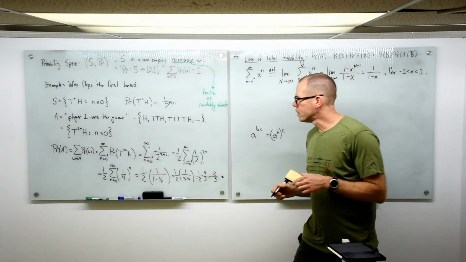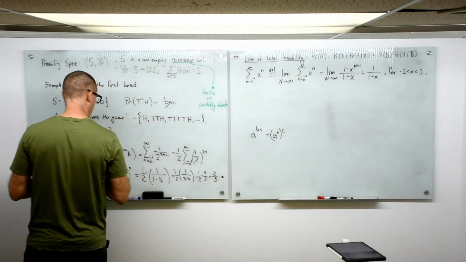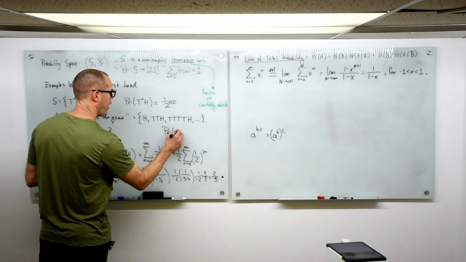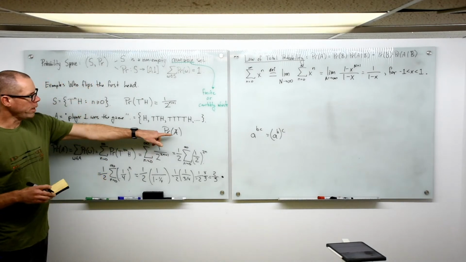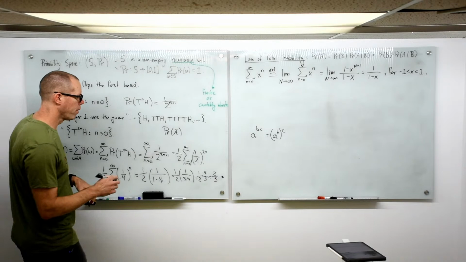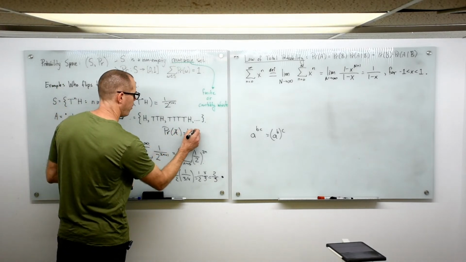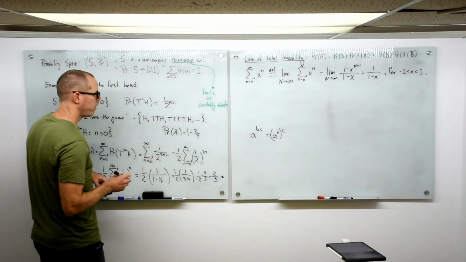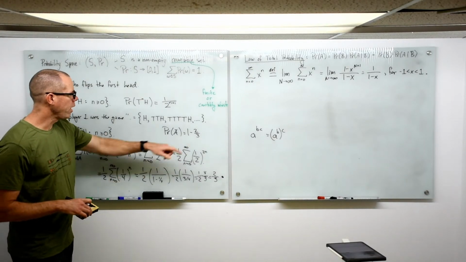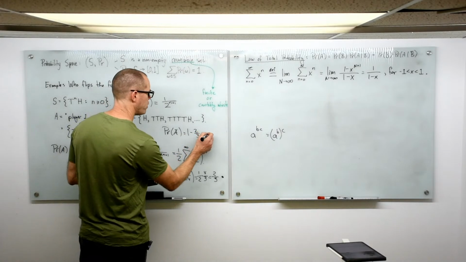And that means the probability of not A, which is the event player 2 wins the game. So player 1 doesn't win the game, player 2 wins the game, by the complement rule is 1 minus the probability of A, which is 1 minus 2/3, which is 1/3.